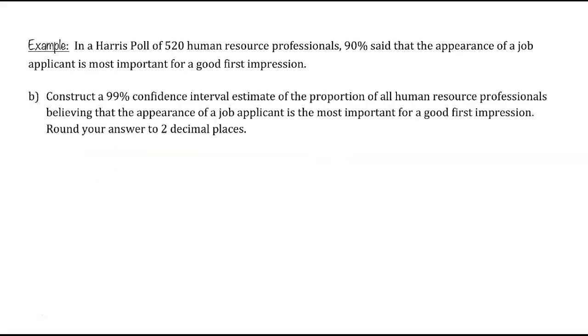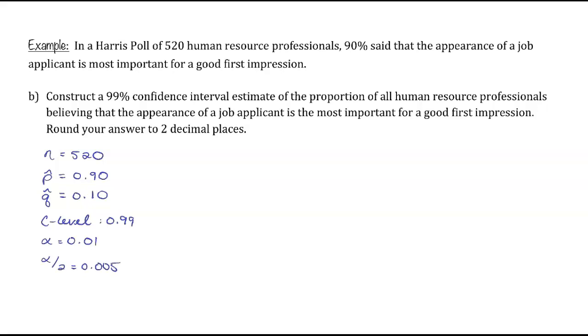Now let's construct a 99% confidence interval to estimate the proportion of all HR professionals. We'll round our final answer to 2 decimal places. As always, let's first list out everything that we know. Our sample size n is 520. Our sample proportion, p hat, is equal to 0.9. And if p hat is 0.9, that leaves 0.10 left over for q. The confidence level that we're looking for here is 99%, or 0.99. Which leaves 1%, or 0.01, left over for alpha, or 0.005 for alpha over 2.